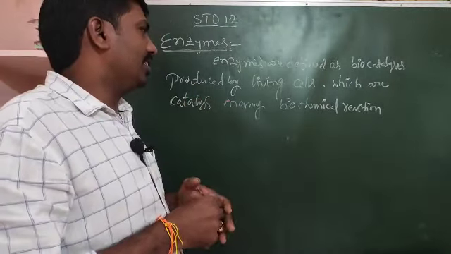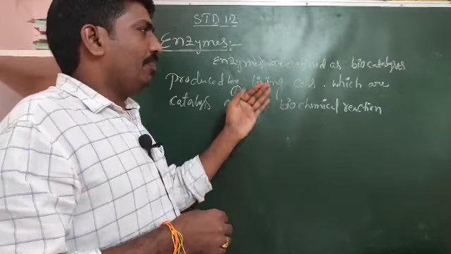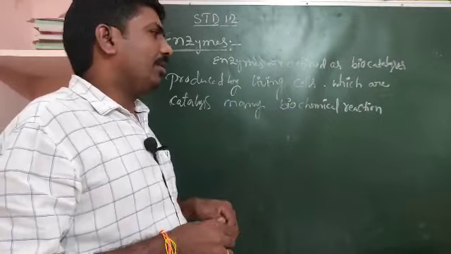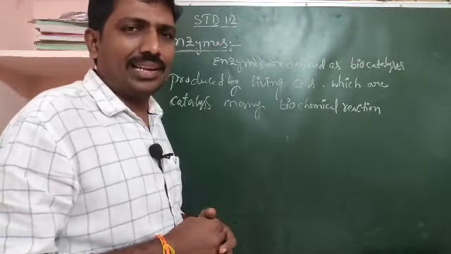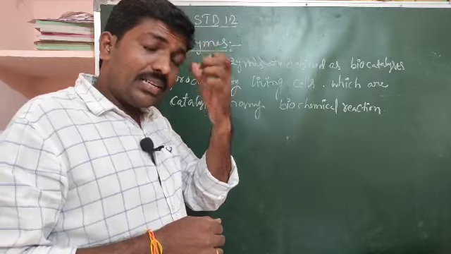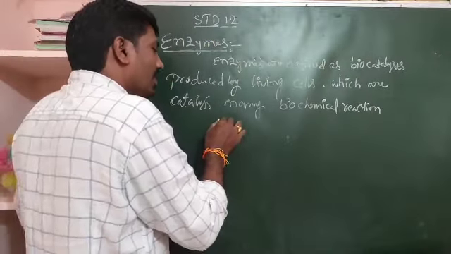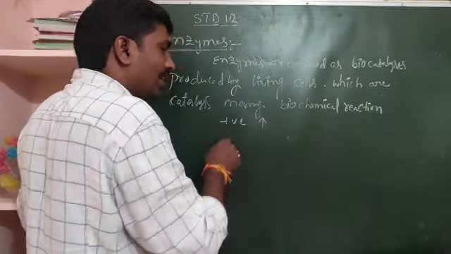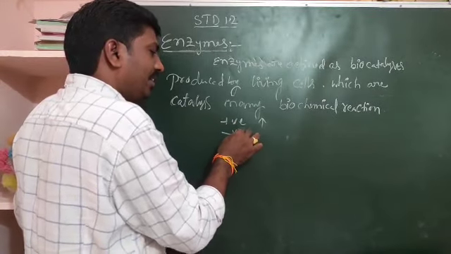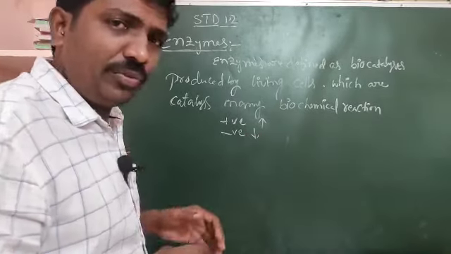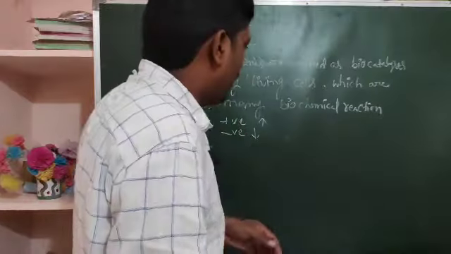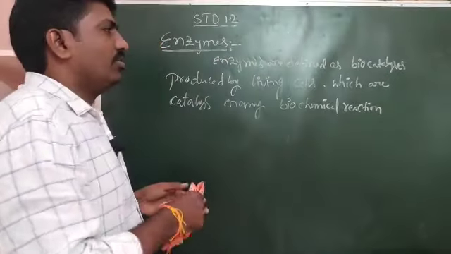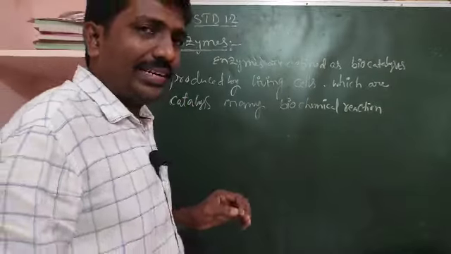Which is produced? Living cells produce them. They catalyze many chemical reactions, so they act as catalysts. Catalyst means a positive catalyst increases the rate of the reaction; a negative catalyst decreases the rate of the reaction. A substance that increases or decreases the rate of a reaction we call a catalyst. So enzymes act as catalysts.